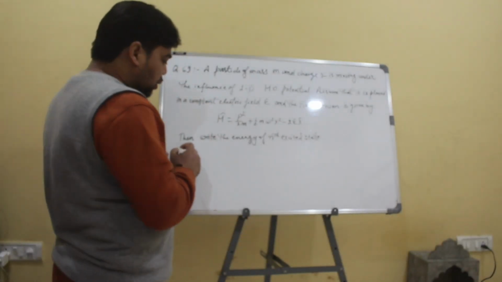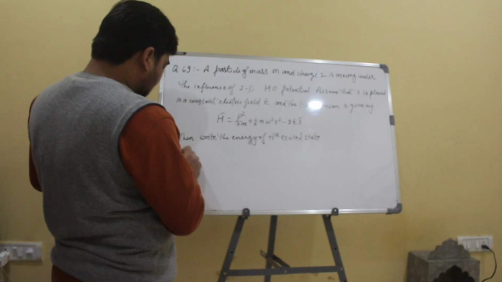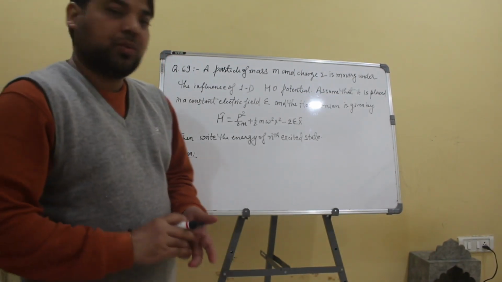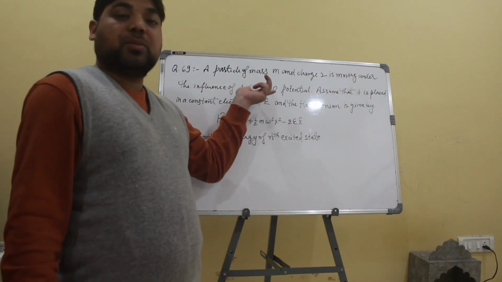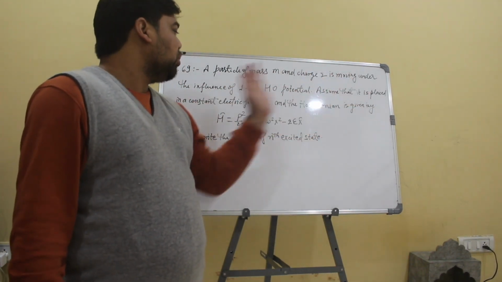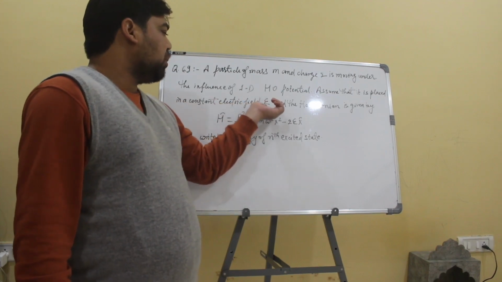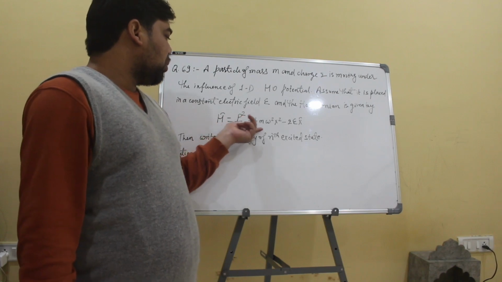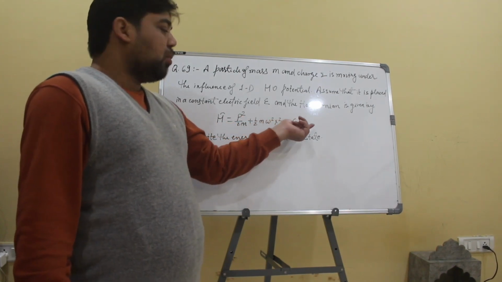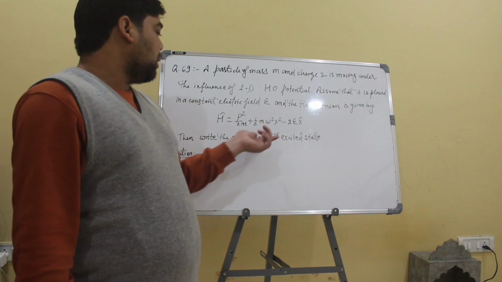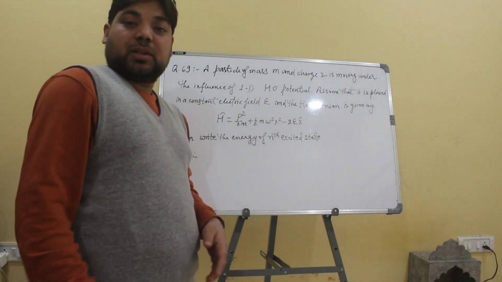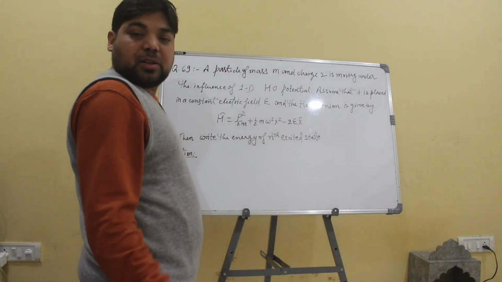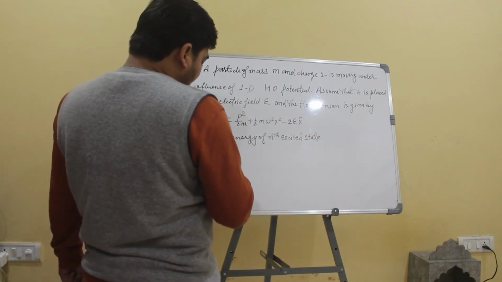Now let us discuss problem number 65, which says that a particle of mass m and charge q is moving under the influence of a one-dimensional harmonic oscillator potential. Assume that it is placed in a constant electric field epsilon, and the Hamiltonian is given by H equals p square by 2m plus half m omega square x square minus q epsilon x. Then write the energy of the nth excited state. So the energy of this excited state is nothing but the expectation value of the Hamiltonian.